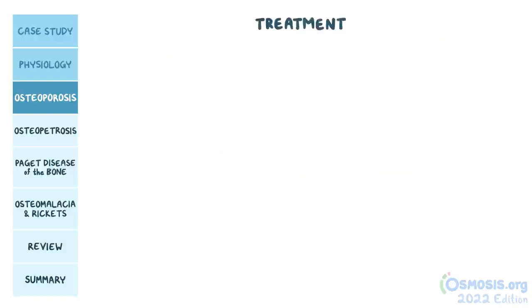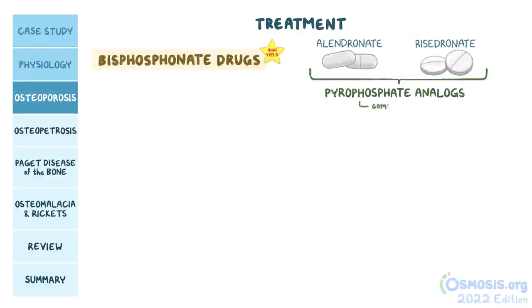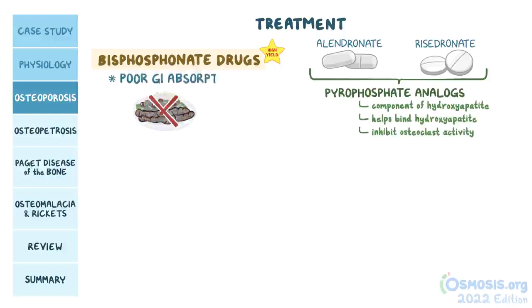Treatment for osteoporosis is high yield, and it relies on bisphosphonate drugs like alendronate and risedronate. These are pyrophosphate analogs, an important component of hydroxyapatite, which help bind hydroxyapatite in bone and inhibit osteoclast activity. Bisphosphonates have poor gastrointestinal absorption, so they need to be taken while fasting.